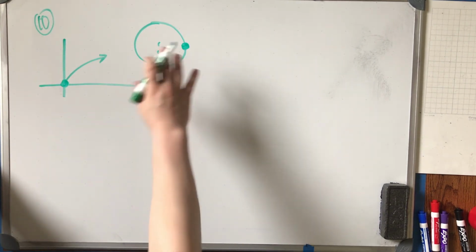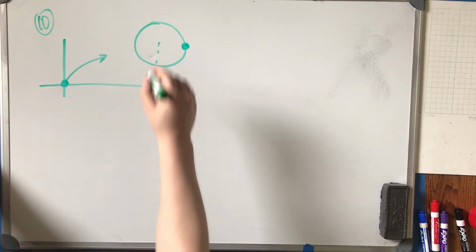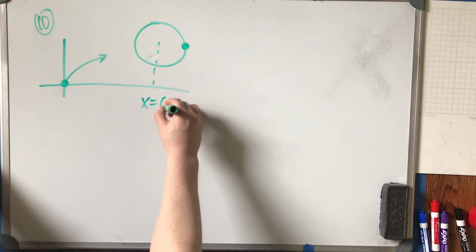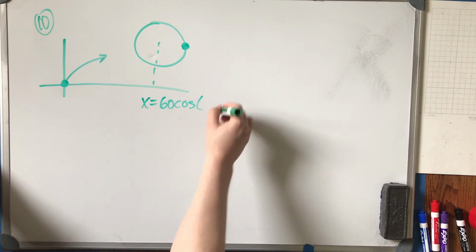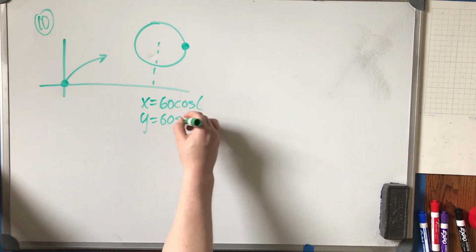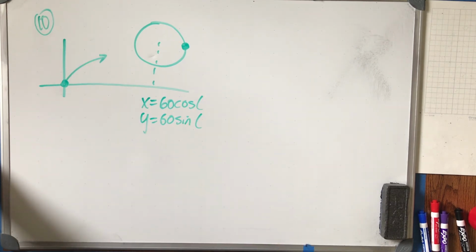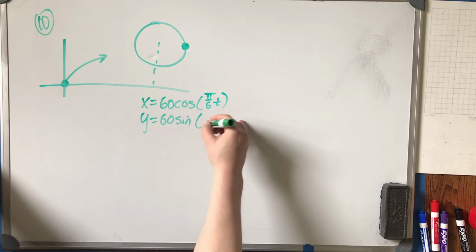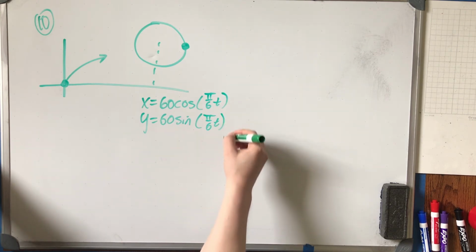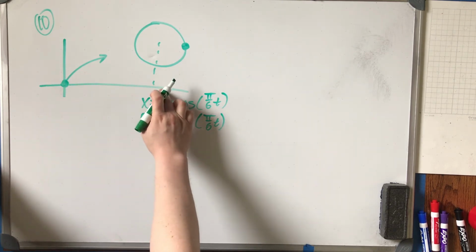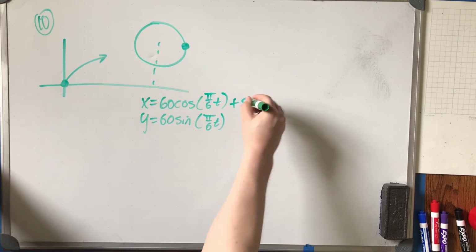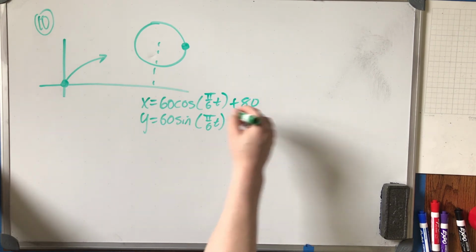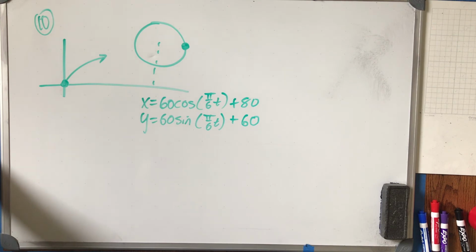So that means for this one, we can just let x equal cosine, y equals sine. It's a radius of 60, so I'm going to have x equals 60 cosine, y equals 60 sine. It's 1 revolution every 12 seconds, so that means it's going to be 2 pi radians every 12 seconds, or pi over 6. And then, let's see, if we're starting way over here, we're starting 80 feet away, and it's starting up 60 feet. I believe that's what they told us.